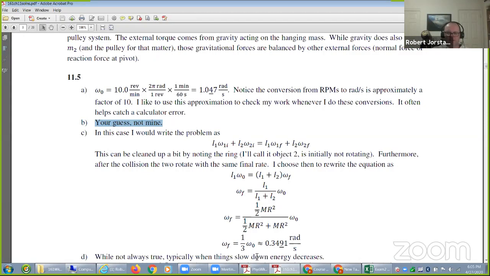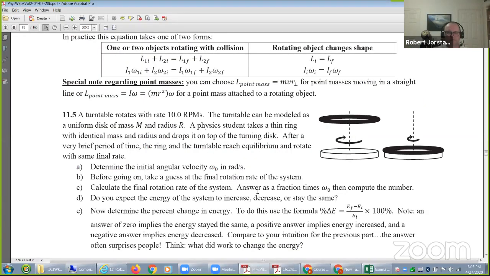Evidently, part B means take a guess. So let's go take a look. All right, so let's guess. You're rotating at 10 RPMs. After this thing collides, you've got the same mass. Do you think it'll be 5 RPMs, bigger than 5, or less than 5? Kind of go with your gut.